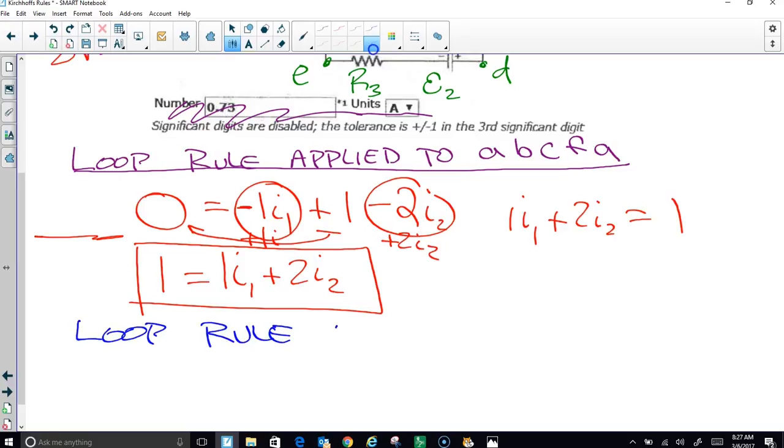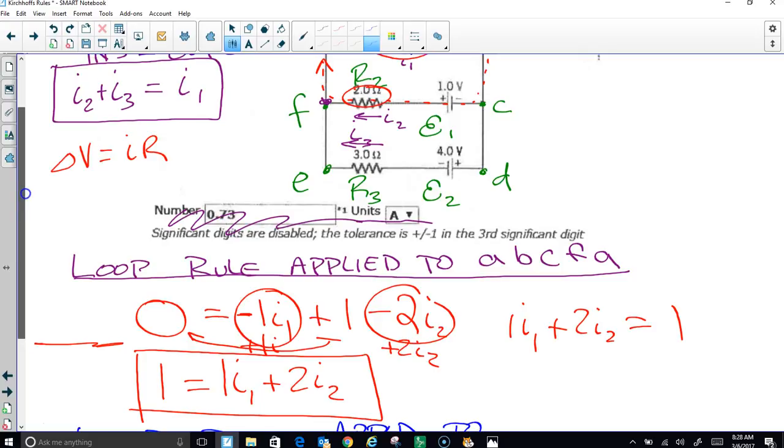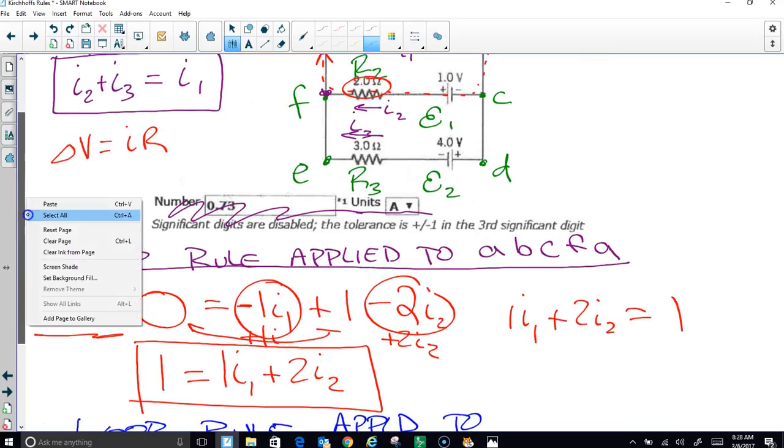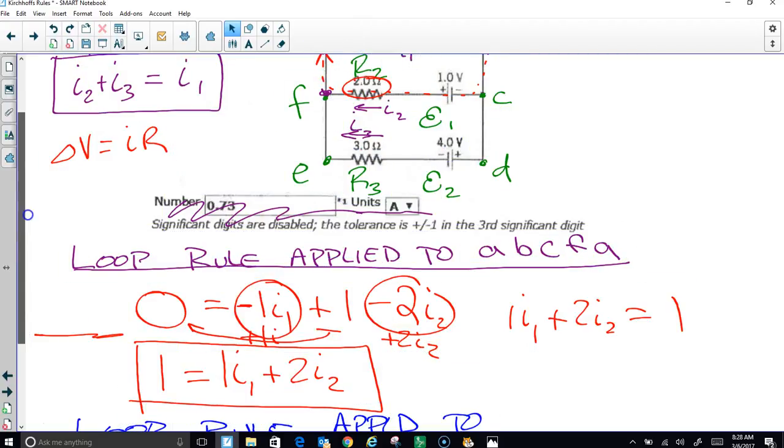Loop rule. Apply to your call, ladies and gentlemen. What do you want to do? C, D, E, F. Do the bottom loop. That works for me. You know, I think we should do the whole loop because you won last time when you picked F. So we'll do the whole loop. Be fair.